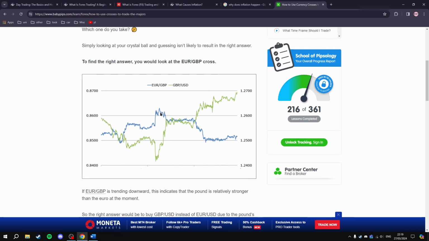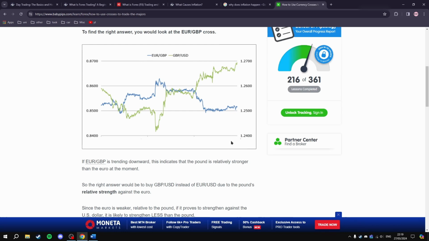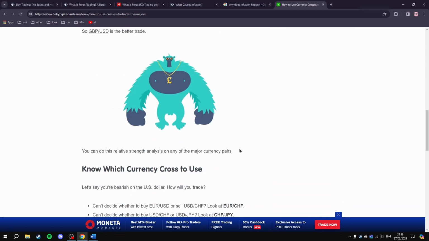If EUR/GBP is trending downwards, this indicates that the pound is relatively stronger than the euro at the moment. So the right answer would be to buy GBP/USD instead of EUR/USD due to the pound's relative strength against the euro. Since the euro is weaker relative to the pound, if it proves to strengthen against the US dollar, it is likely to strengthen less than the pound. If the US dollar weakens across the board, with GBP/USD you would make more pips since it would rally higher than EUR/USD. So GBP/USD is a better trade. You can do this relative strength analysis on any of the major currency pairs.